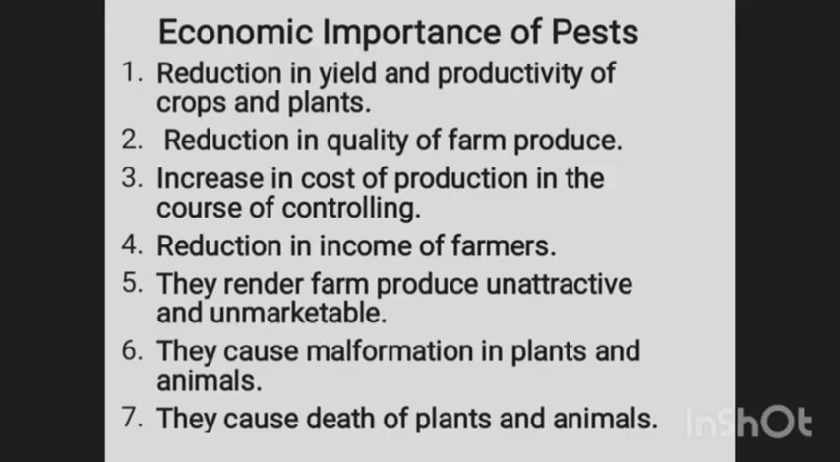Number six, they cause malformation in plants. Plants will not be formed properly, and in animals, the animals will not be formed properly from young stage if they are affected by these pests. And number seven, they cause the death of plants and animals.